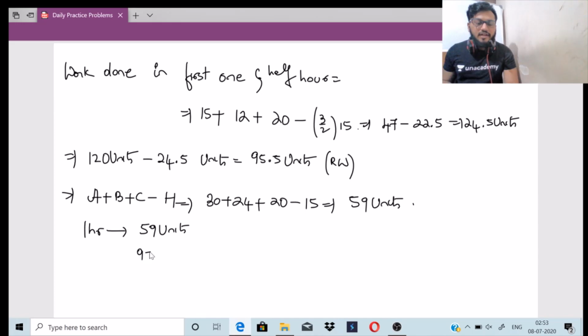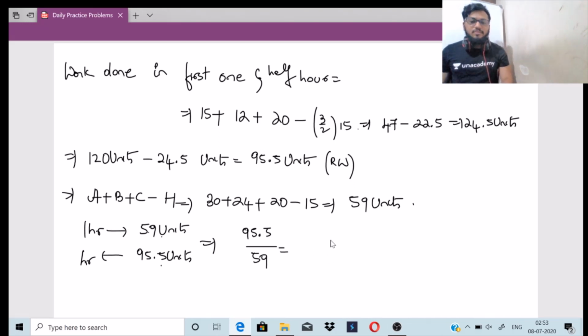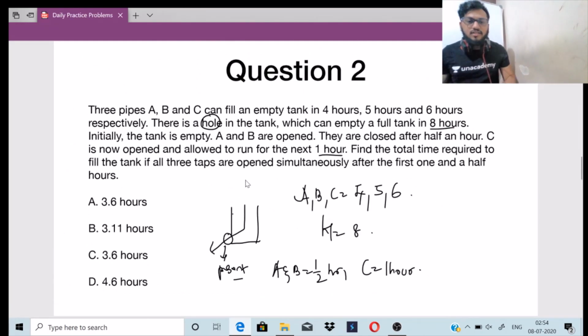So for 95.5 units, how much time will be there? We divide both the units. 59x is equal to 95.5, so 95.5 divided by 59 is equal to 1.61 hours. This is for the remaining work when all three taps are open simultaneously and the hole is also open. You will get confused here, sir, this is not given.